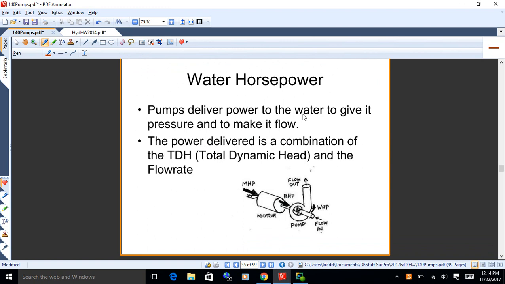All right. So this is how we rate pumps and motors on power. Okay. So pumps deliver power to the water. They give it pressure and make it flow. And the power delivered is a combination of the TDH, which is the total dynamic head. That is how high you lift water plus the head loss, right? That's what TDH is. Multiply that by the flow rate, and you get the rate at which you're moving the water up. Okay? And that will get you the water horsepower, as it's called.